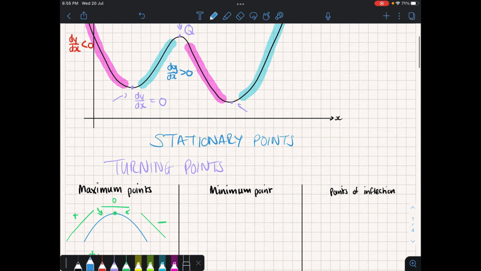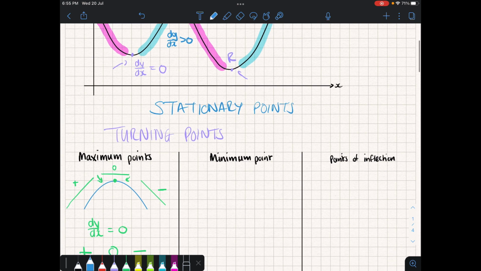Then we get a minimum point. So back to our graph, and we could call this point R. We can see the graph is creating a valley shape. And so we could have a graph that goes down to a particular point, turns around, and comes back up. In this case, we can see that before the turning point, the gradient is negative. At the turning point itself, there is no change, so it's zero. And then after the turning point, it becomes positive.